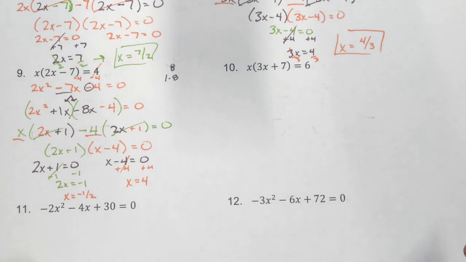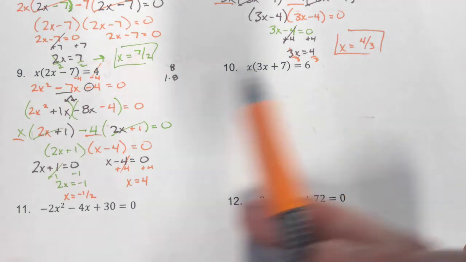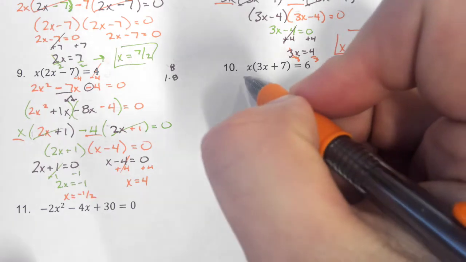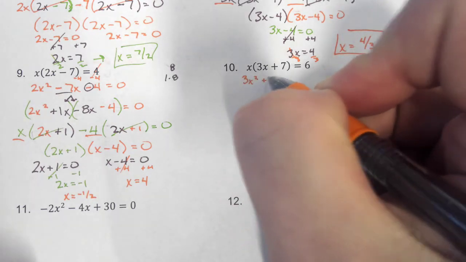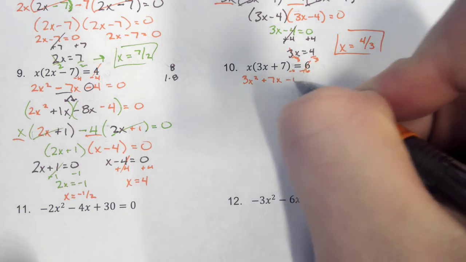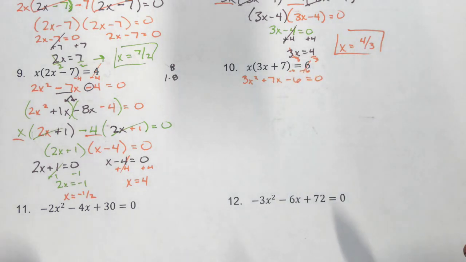See, number 10, same as number 9. We're going to distribute that x through, giving us 3x squared plus 7x. Then we're going to subtract 6 from both sides of the equation, so minus 6 equals 0. Again, there's no GCF, so we make that magic number by multiplying.